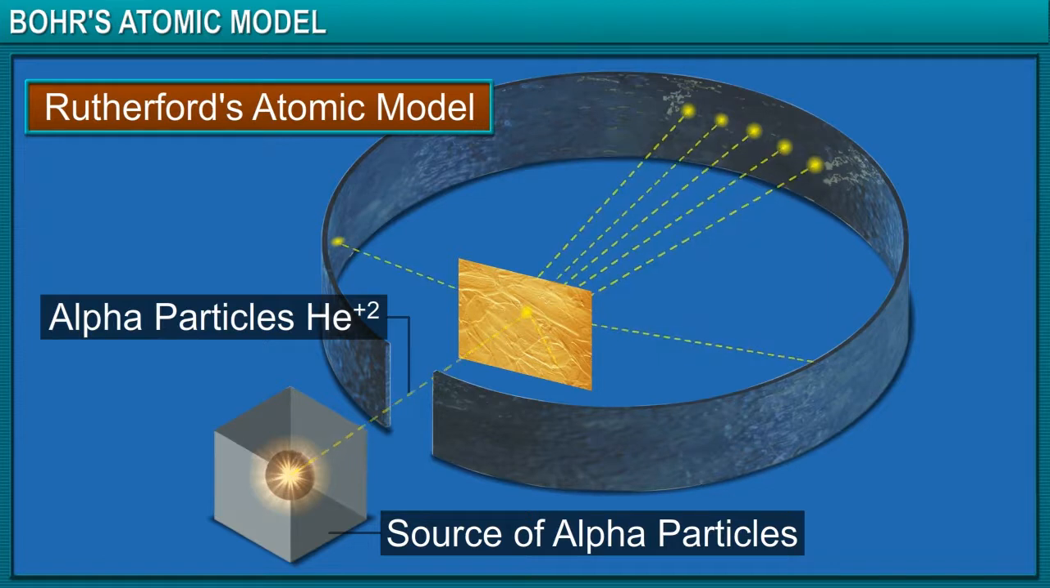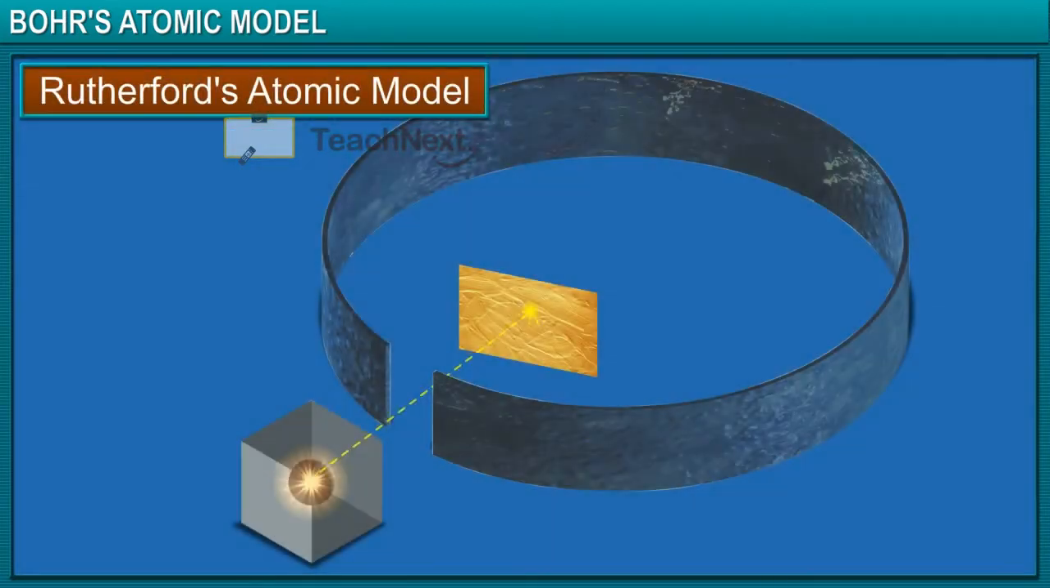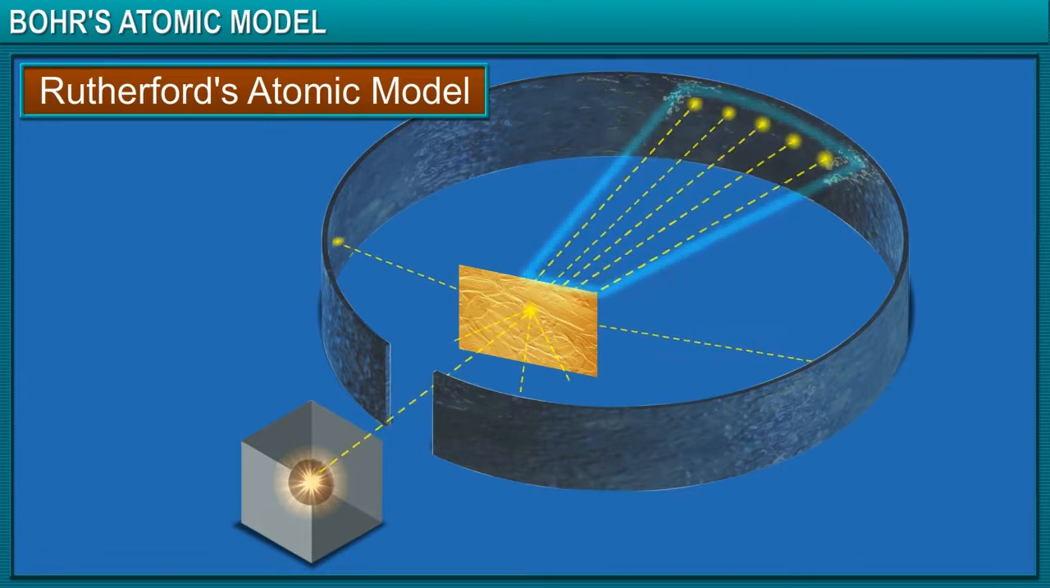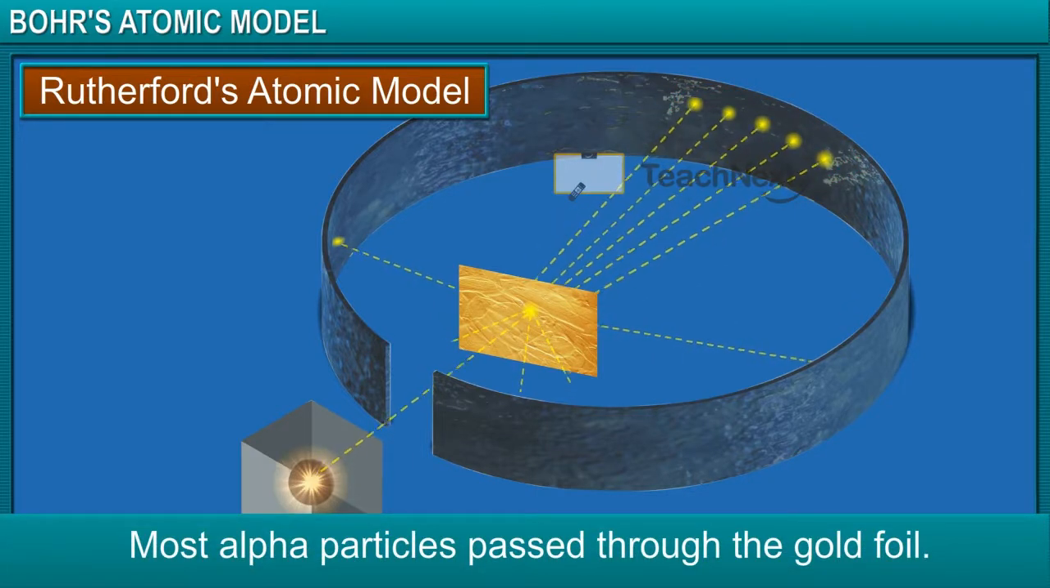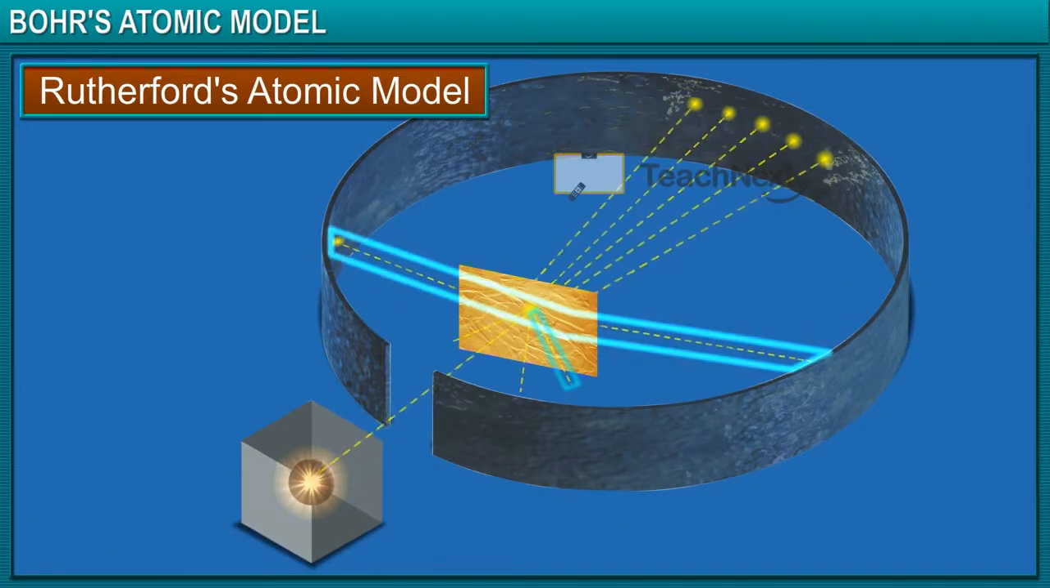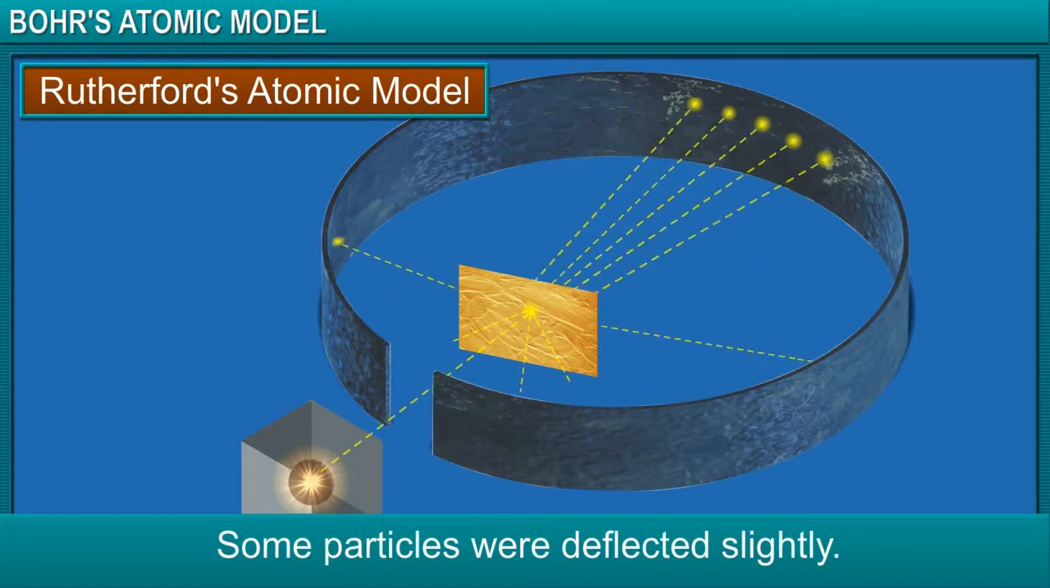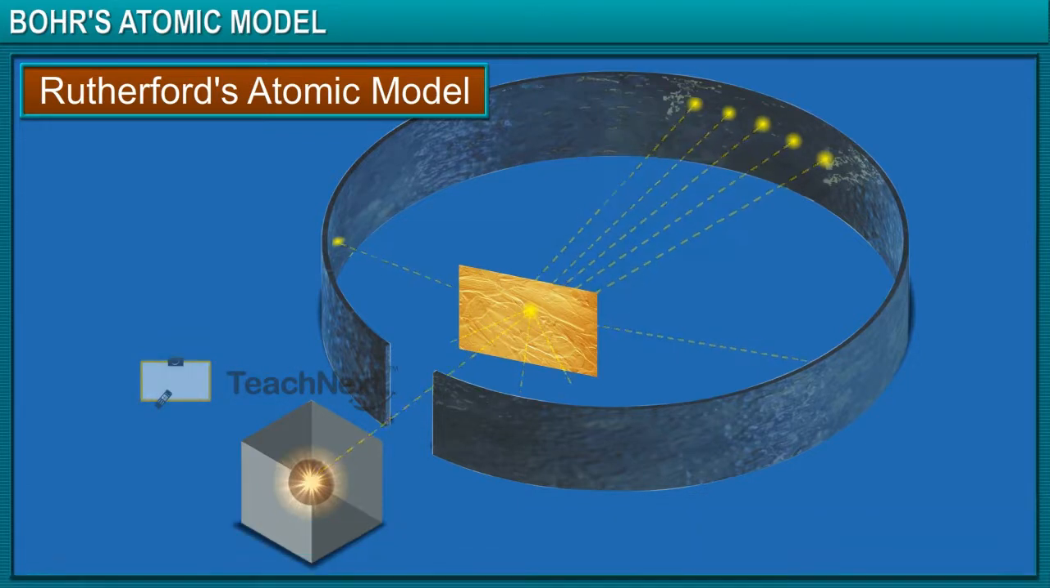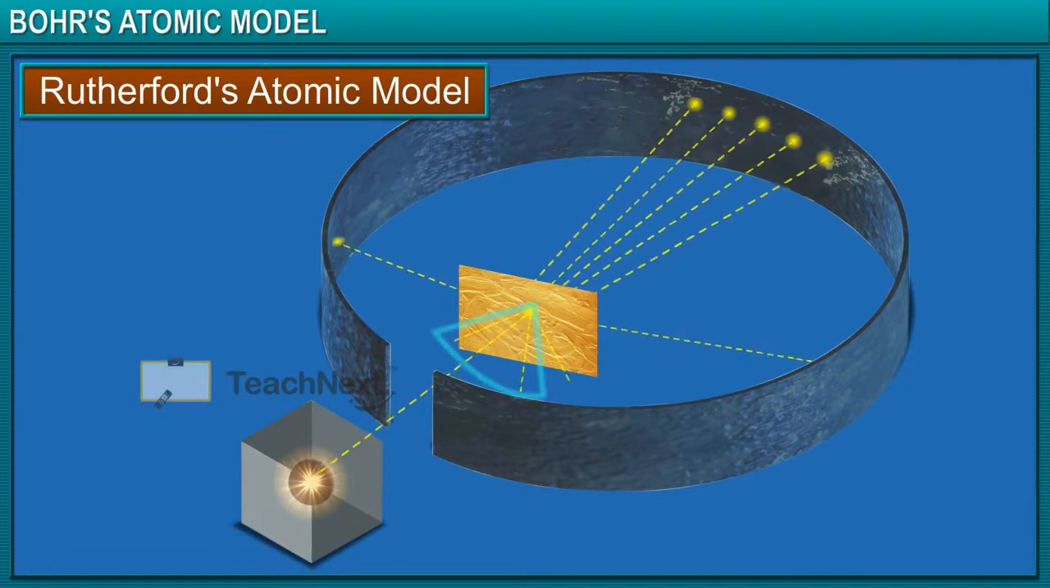The result of the experiment was unexpected, as it did not follow the structure of an atom as known to scientists at that time. Rutherford found that most of the alpha particles passed straight through the gold foil without getting deflected. A small fraction of the alpha particles were deflected through small angles. A few alpha particles bounced back.